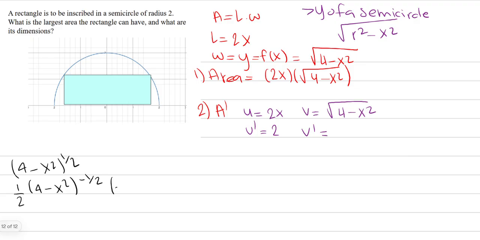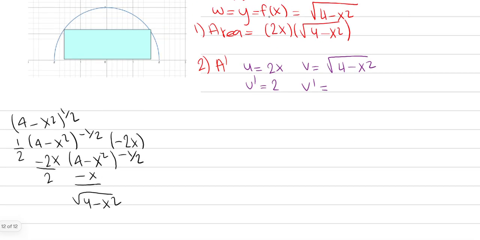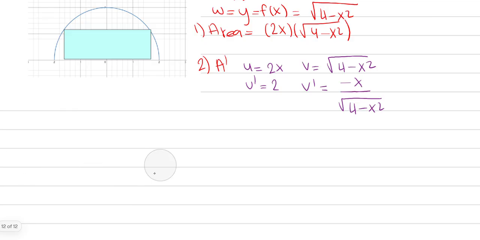derivative of what's inside my parentheses, which is negative 2x. Now let me just simplify, and it's going to be negative 2x over 2 times 4 minus x squared to the power of negative half. Now the 2 and 2 are going to cancel, and I'm going to take my 4 minus x squared to the power of negative half down. So I'm going to be left with negative x over radical 4 minus x squared. So this is how I got my v prime. Let me just write it down. So I have my negative x over radical 4 minus x squared. Now let me delete this and let us continue solving.